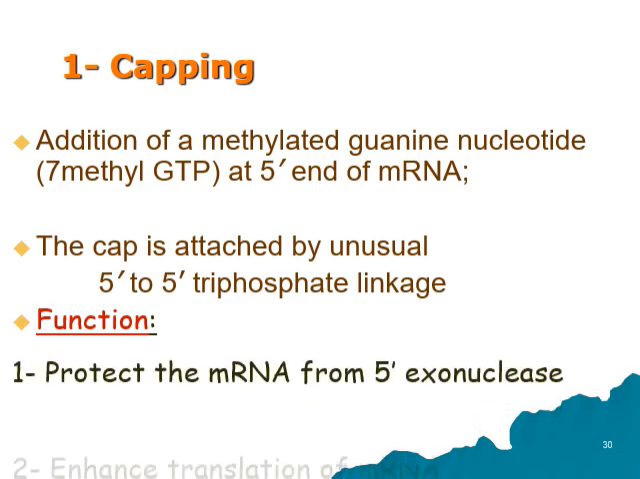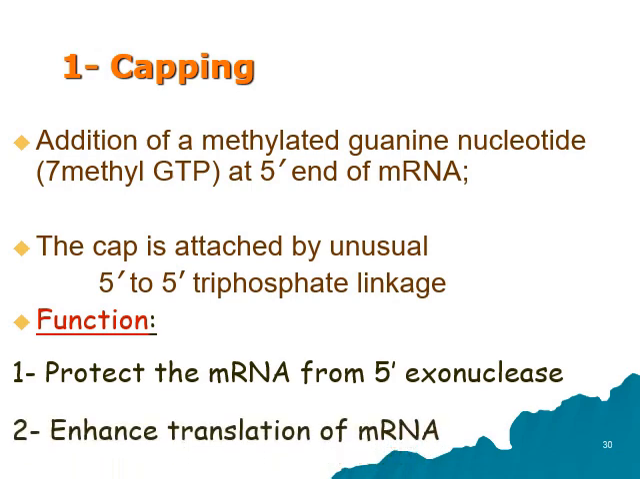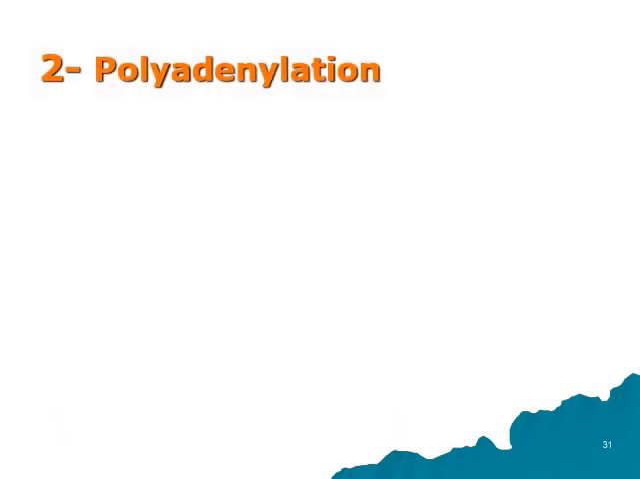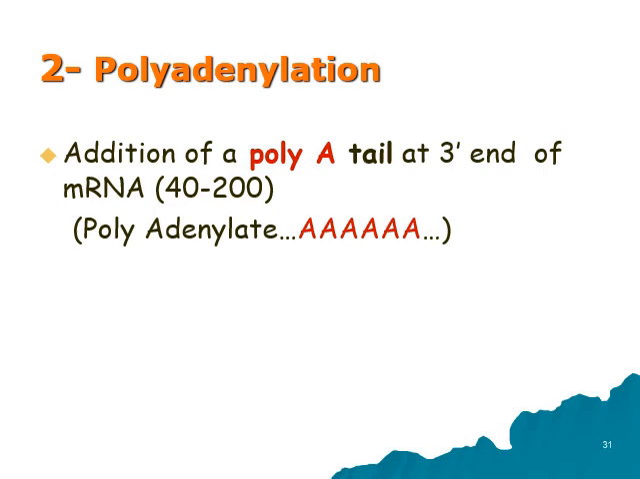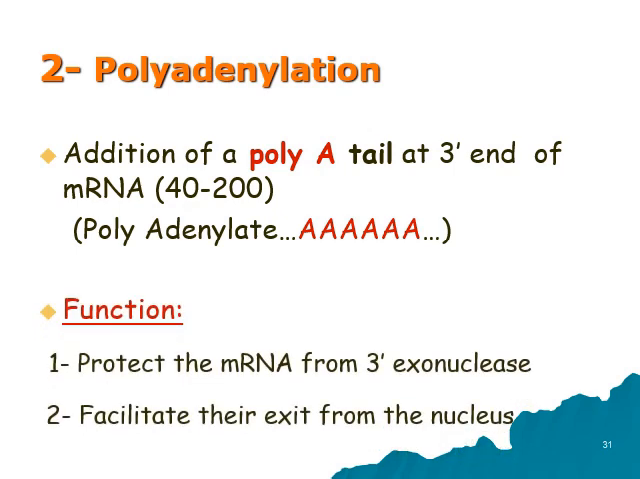The function of capping, the addition of 7-methyl guanine: number 1, to protect the messenger RNA from 5' exonuclease, and to enhance translation of messenger RNA. تاني modification اللي هو البولي adenylation: addition of poly A tail at the 3' end of messenger RNA, up to 40 to 200. Function: protecting messenger RNA from 3' exonuclease, facilitate their exit from the nucleus.